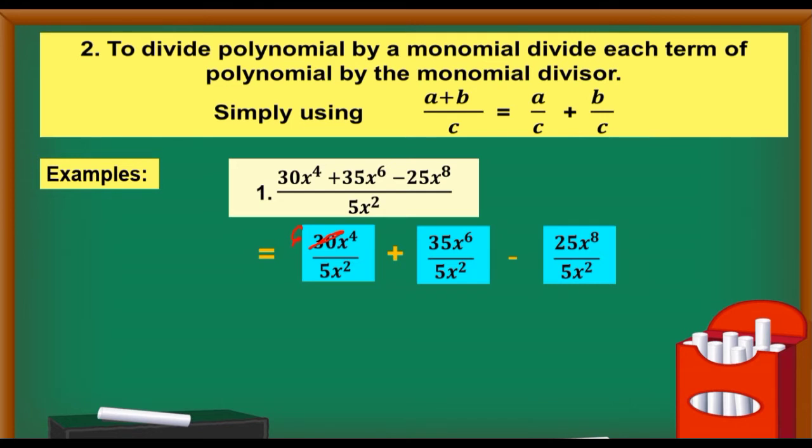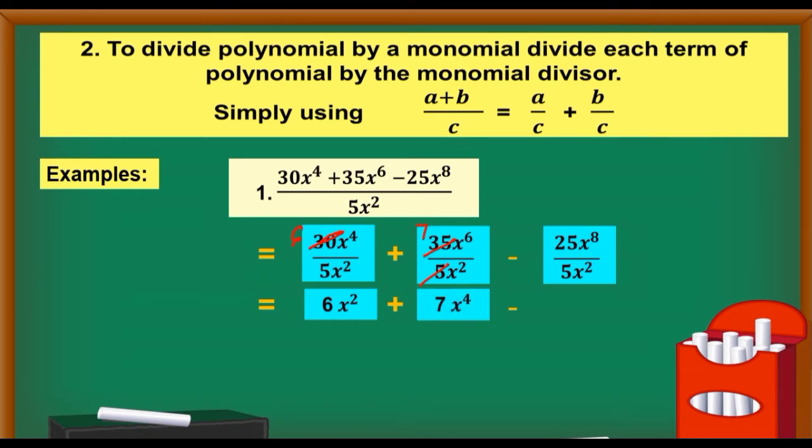Since they have the same variable, x raised to 4 and x squared, we just subtract: 4 minus 2 is 2. So, it becomes 6x squared. Then plus 35x raised to 6 divided by 5x squared. 35 divided by 5 is 7. And since the variable is the same, 6 minus 2 is 4. So, it becomes 7x raised to 4.